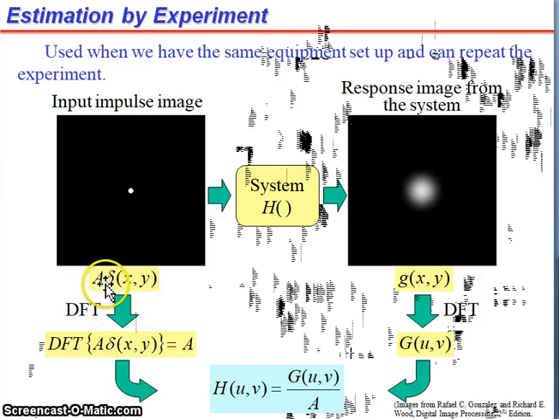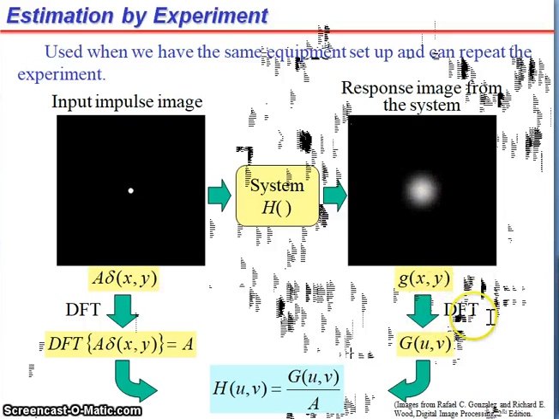So take some magnitude A into delta of x comma y, that is applied to a certain system. The system gives a certain output, which is said to be g of x comma y.